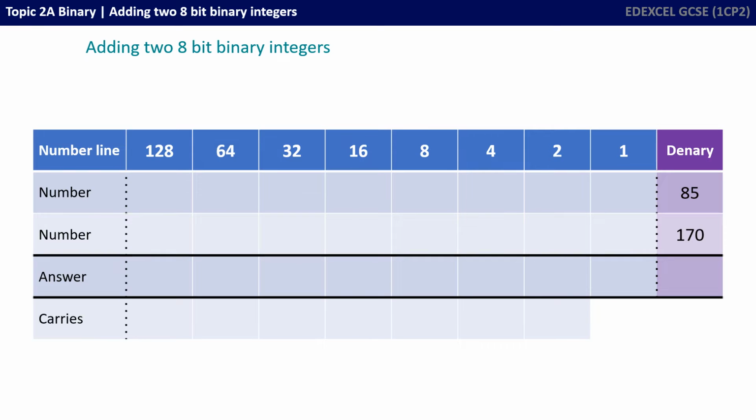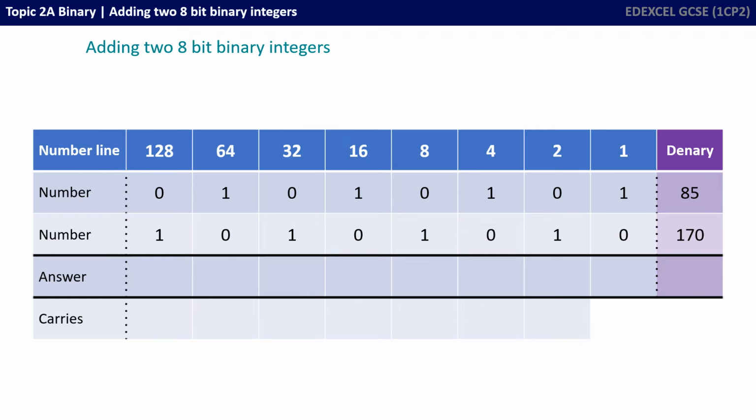So let's work through some examples. Here we have a binary number line, and we always suggest you write this out in the exam. You start with a 1 on the far right, and then you double each column as you go to the left: 2, 4, 8, etc. We've shown you the two denary numbers on the right that we're going to add together. So we're going to add together 85 and 170.